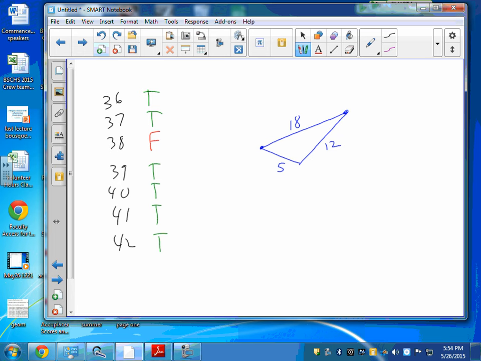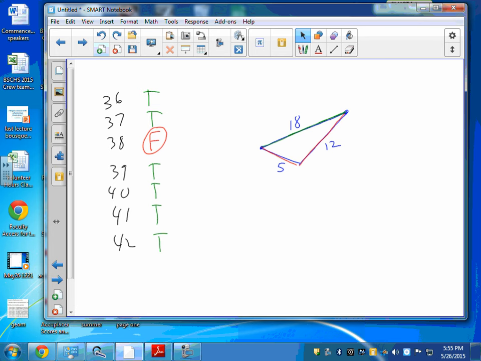If it's 18 miles going in a straight line, it can't possibly be 17 miles taking a detour. If you go from here to here, these two have got to add up to be more than 18. So possible triangle? No, absolutely false.